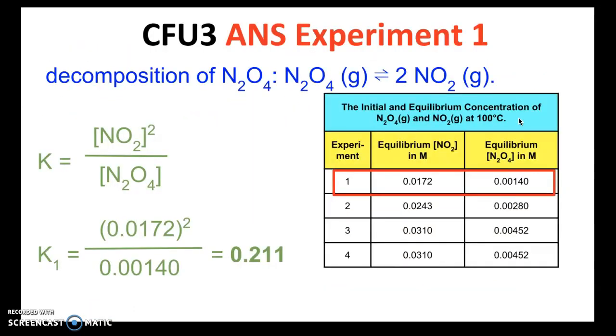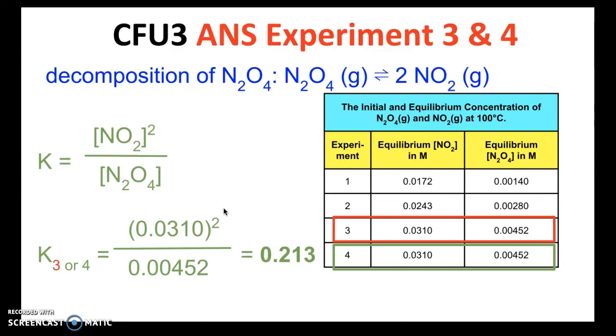Great, so first off, our K expression is sort of the reciprocal of what we saw before, since the product now is NO2. And this is our K expression. If you did experiment 1, this is what you should have gotten, 0.211. If you did experiment 2, you also got 0.211. And if you did experiment 3 or 4, you got 0.213. So you'll notice again that they're all the same, and that makes sense because K is a constant at a given temperature.